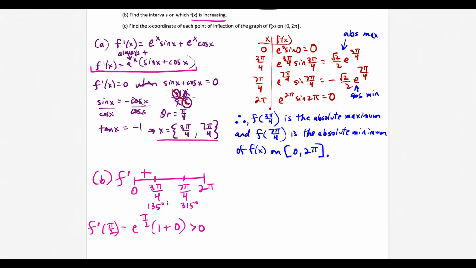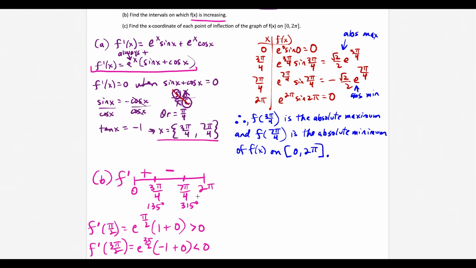And then a nice value to plug in between 135 and 315 degrees would be 270 degrees, and that's 3 pi over 2 radians. So I'd plug in 3 pi over 2 next. If we plug that in, we're going to have e to the 3 pi over 2, and then in parentheses, sine of 3 pi over 2 is negative 1, plus cosine of 3 pi over 2 is 0. I would have a positive times negative 1, which would be less than 0. So this second interval I'm going to label as negative.